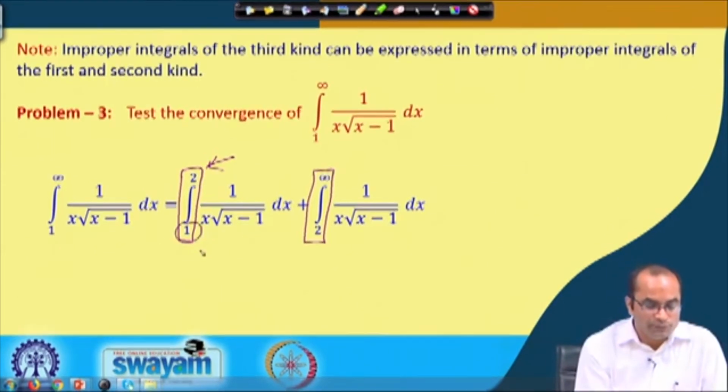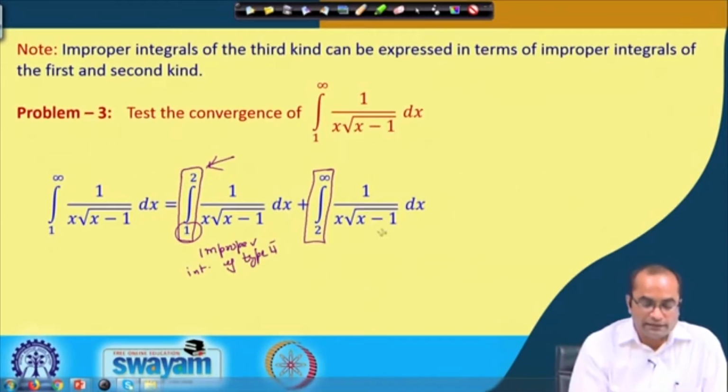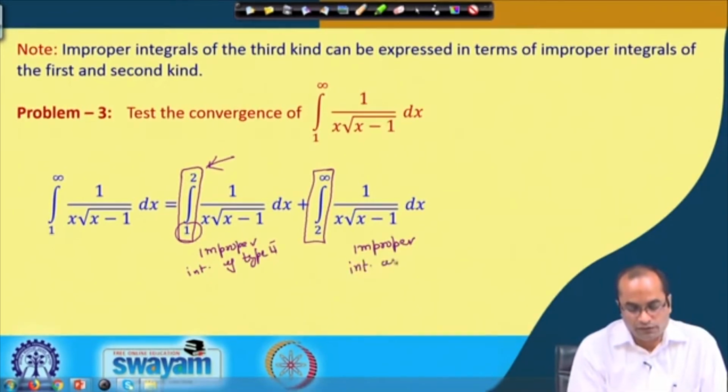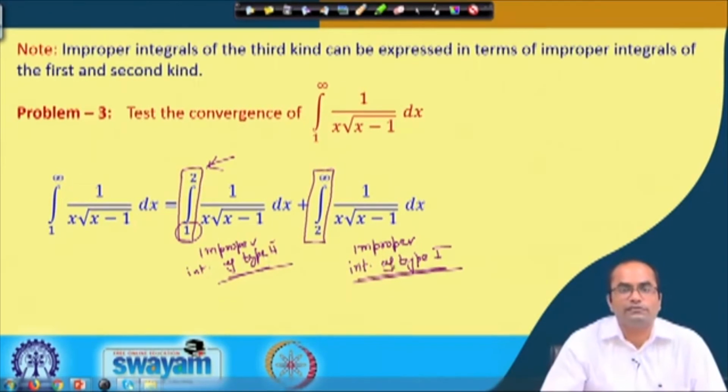So, this is the improper integral of type 2, which we have discussed, and here this is the infinity. Other than this there is no problem, the function is bounded in the whole range from 2 to infinity, and this is the improper integral of type 1. So, we break this integral into two parts. The first one is the improper integral of type 2, the second one is an improper integral of type 1, and then we can discuss separately the convergence of each.